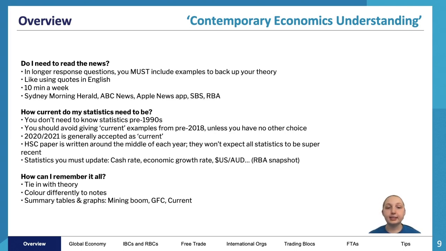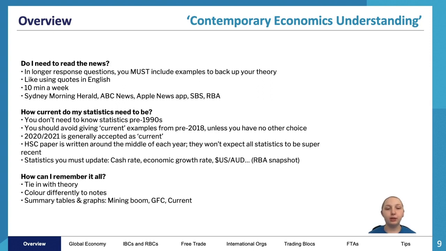The other thing a lot of people ask is, in terms of the word contemporary, how current do statistics need to be? So you, sitting in economics, don't need to know any statistics pre-1990s. I would say avoid giving current examples from things before 2008 unless you don't have another choice. Generally, 2020, 2021 is accepted as current, and your HSC paper is usually written around the middle of the year. So they're not going to be expecting you to have statistics from the day before your exam. It's not that current.